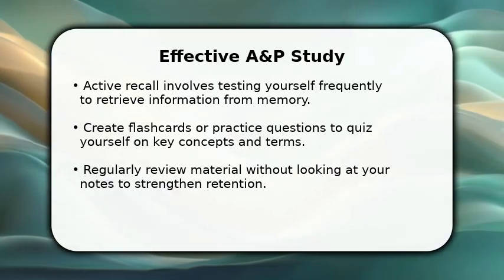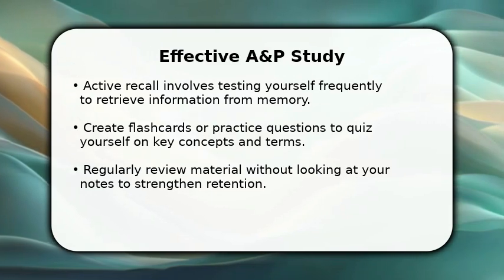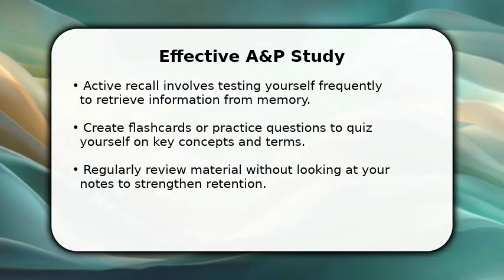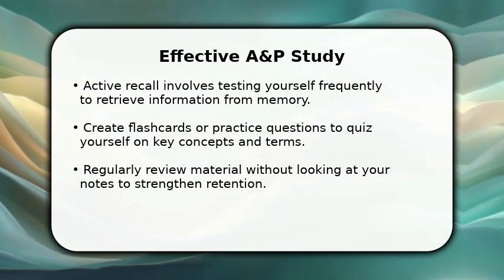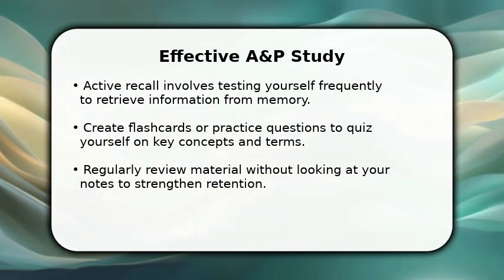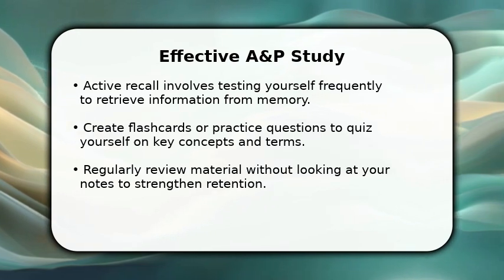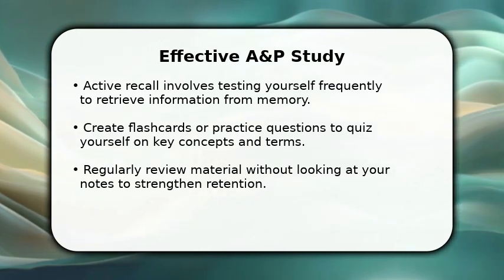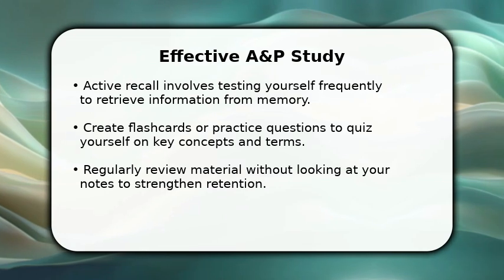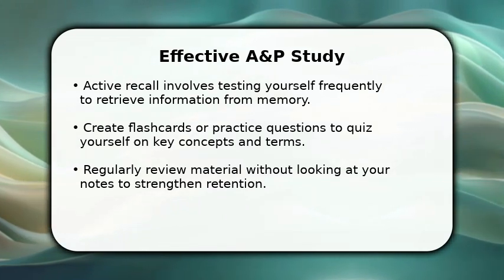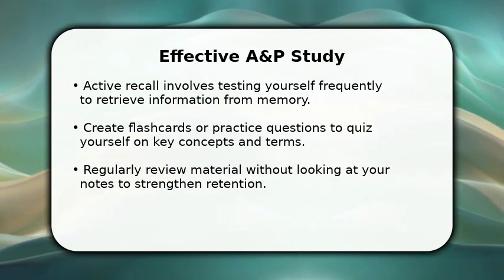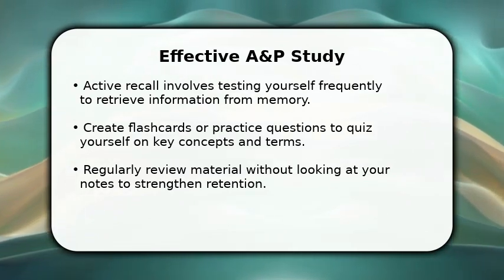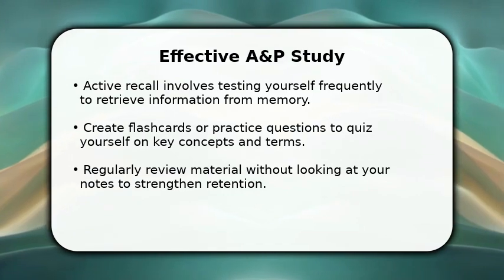In this video, I will explain how to study for anatomy and physiology. The most effective method is active recall, which means consistently testing yourself. Instead of passively rereading notes, actively retrieve information from your memory. For example, use flashcards for terms or create practice questions for processes. This method significantly strengthens your long-term retention, making your study time much more productive and efficient.